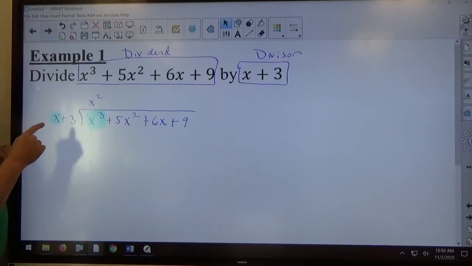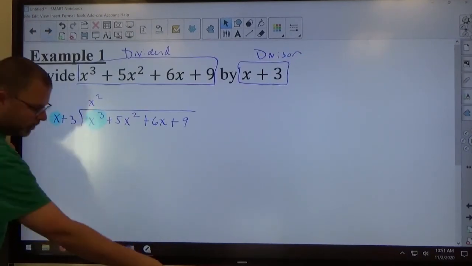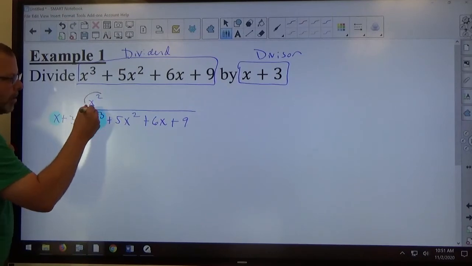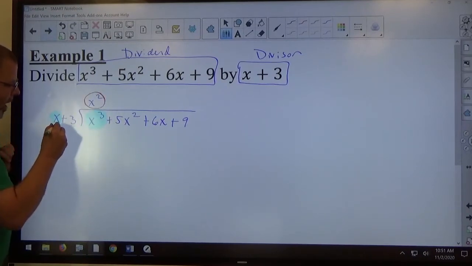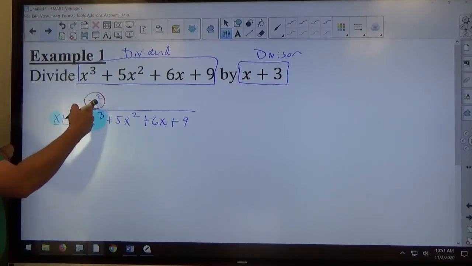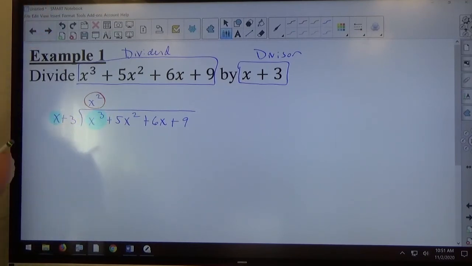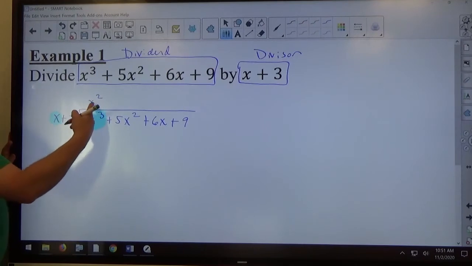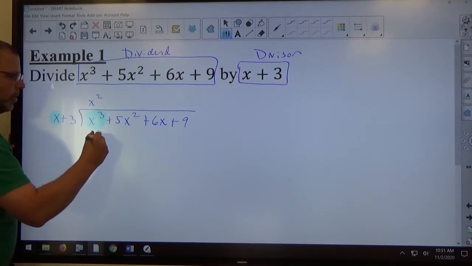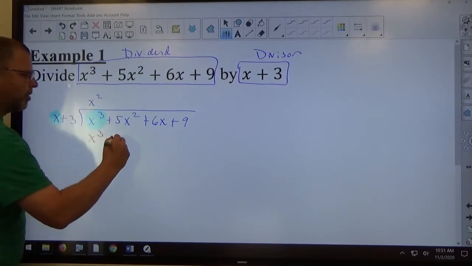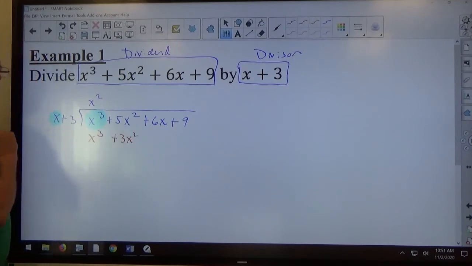All right, so this is my answer, x squared. X squared is my answer. I'm going to multiply it by not just x, but also the plus 3. Multiply answer times the entire divisor in this case. Okay, so this is just distributive property. X squared times x makes x cubed. X squared times 3 makes positive 3x squared. That's all step 3 is going to be.